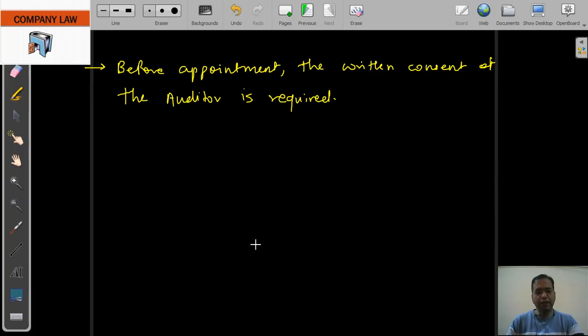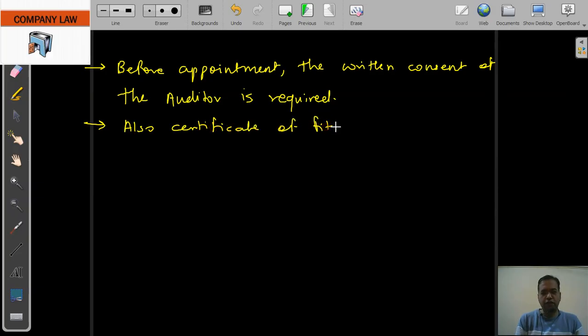It will also indicate that the auditor satisfies the criteria as per Section 141, which provides for the qualification and disqualification of the auditor. So before appointment, written consent is required. Also, a certificate of fitness from the auditor is required.